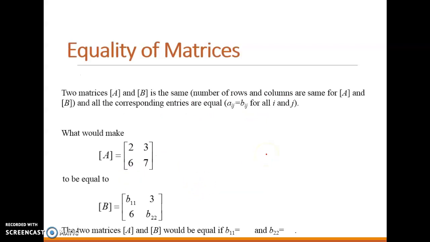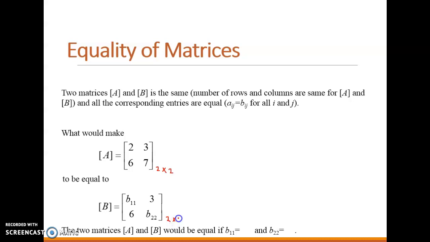Simple. Next, we talk about the equality of matrices. So we can equate two matrices only when the sizes of the two matrices are equal. When we talk about the size, it means the order. So in this case, it is 2 by 2 order, right? Both the matrices are 2 by 2. So in this case, we can equate these two matrices.